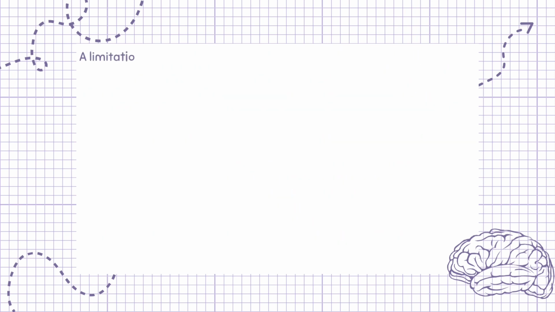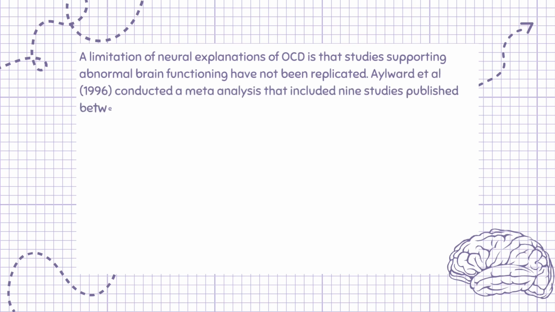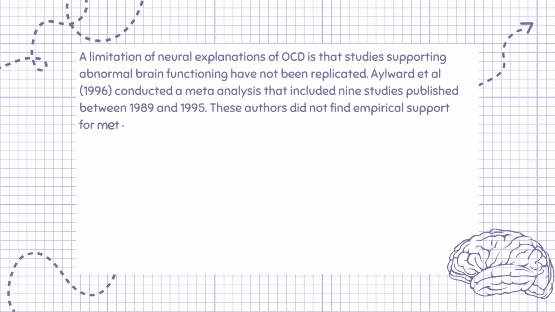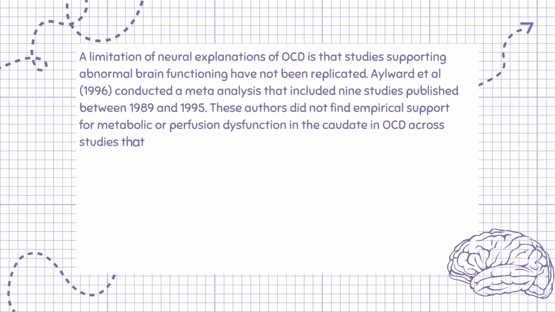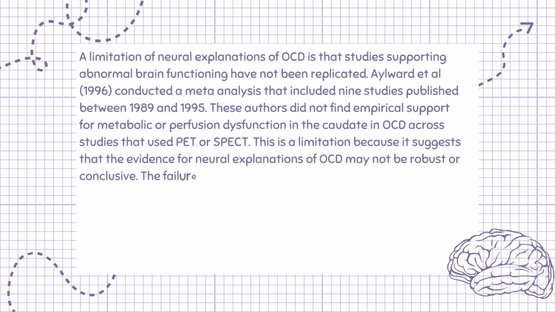A limitation of neural explanations of OCD is that studies supporting abnormal brain functioning have not been replicated. Aylward et al., 1996, conducted a meta-analysis that included 9 studies published between 1989 and 1995. These authors did not find empirical support for metabolic or perfusion dysfunction in the caudate in OCD across studies that used PET or SPECT. This is a limitation because it suggests that the evidence for neural explanations of OCD may not be robust or conclusive.